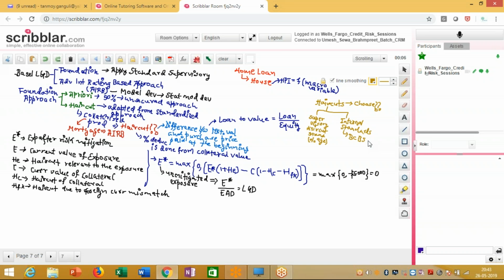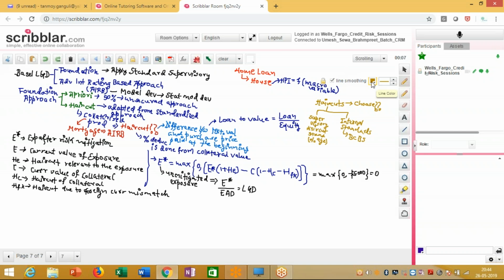So either you can use the supervisory haircut figures, which are proposed in the document, or they could also be done internally but aligned to the standards of haircut estimation laid down in the BCBS standards. So this is how we would actually do the Basel LGD calculations under the foundation approach.